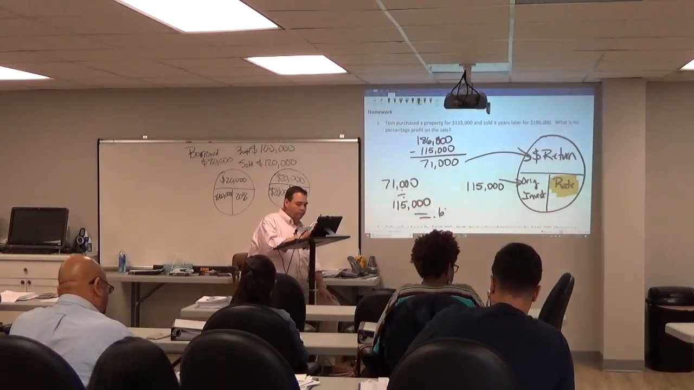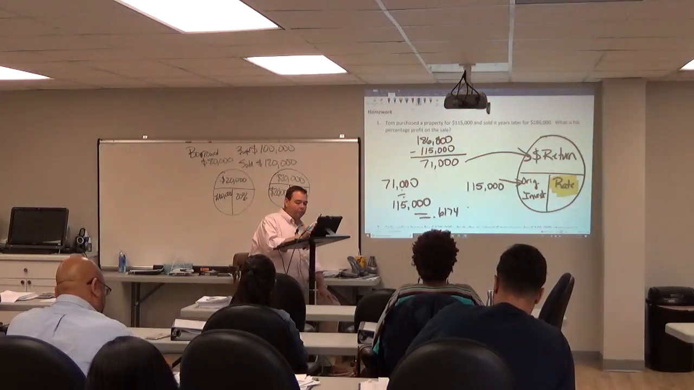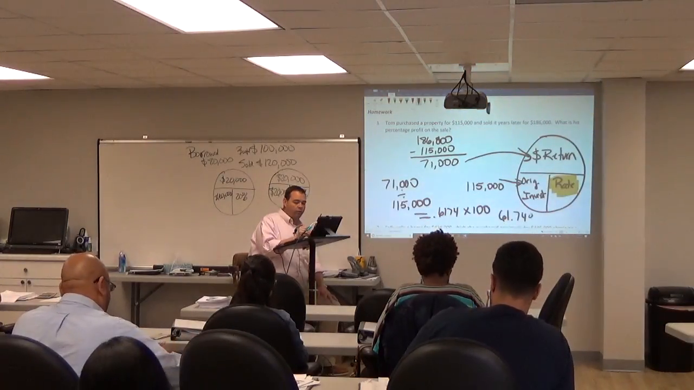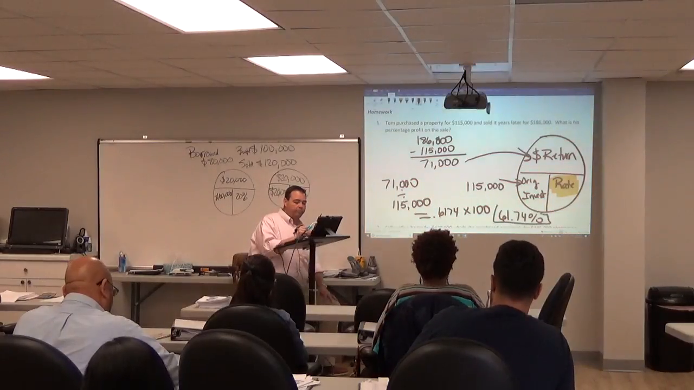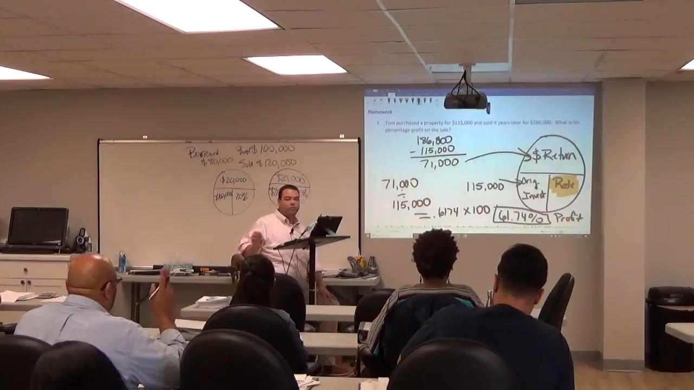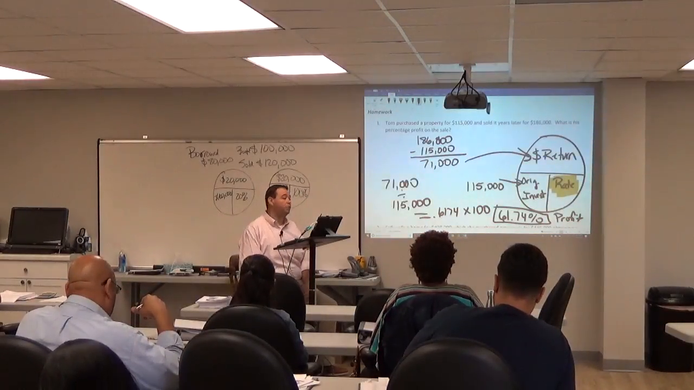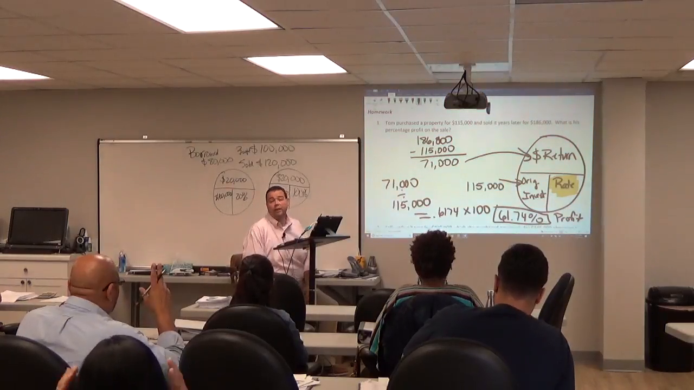0.6174, and we have to multiply that times what? Times 100, because it's a rate, so 61.74% profit. Is everybody okay with that? And we know it's a profit because we made money. If we had lost money, it would still be the 61%, but it would be a loss. If you had a negative number, it would be a loss.